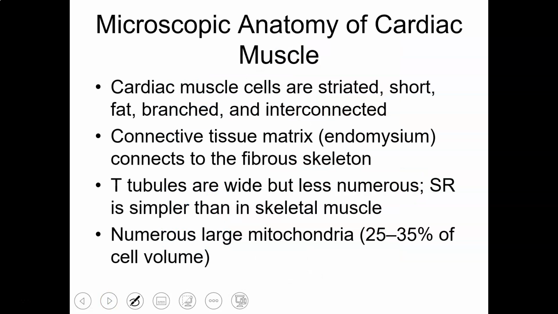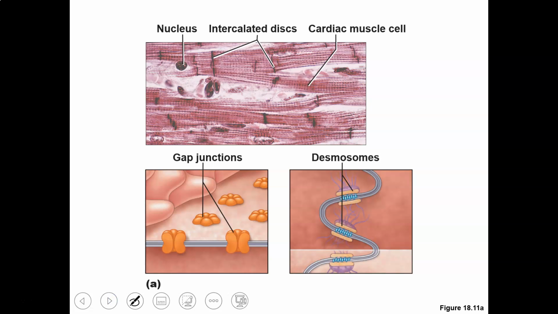We'll review cardiac muscle. It's something that we did talk about last semester. Cardiac muscle cells are short, they're fat, they're branched. They look like that. They're connected by intercalated discs. The intercalated disc contains the gap junction and a desmosome.